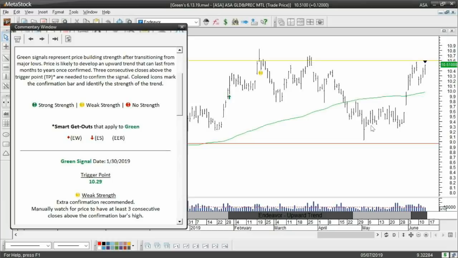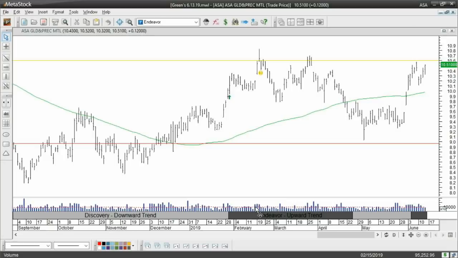But if you would have listened to the signal and not jumped in yet, then you're just patiently waiting. No money at risk, no problem. By this point though, when you've gone through, February was practically over, March, April, May, June, this one comes off my watch list. I would no longer take that trade.